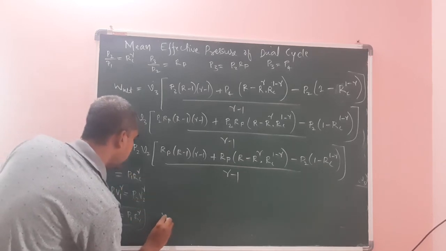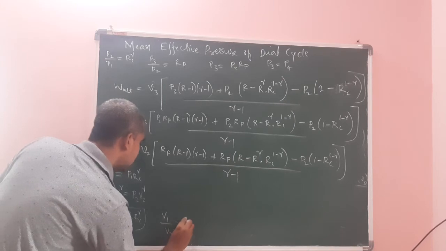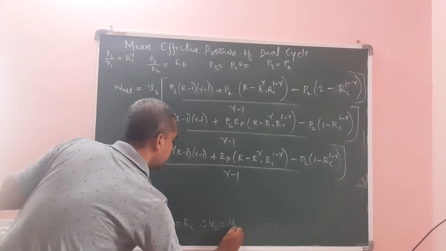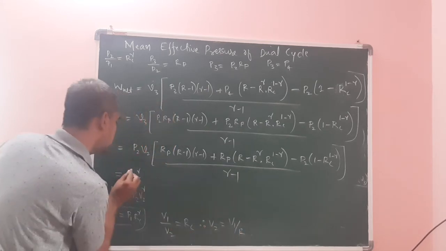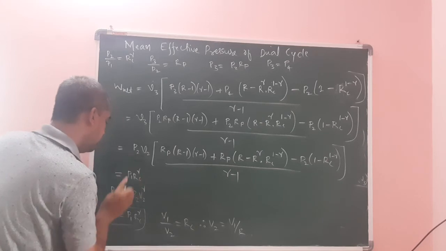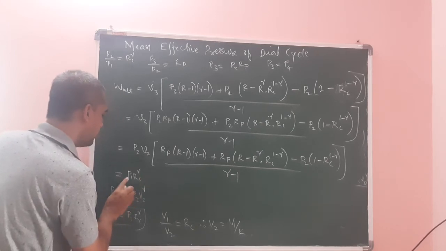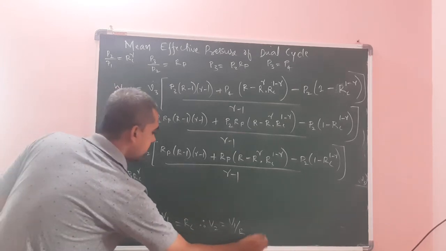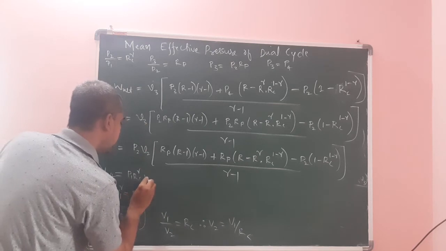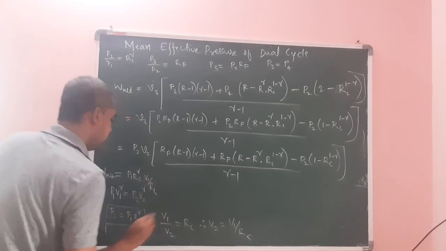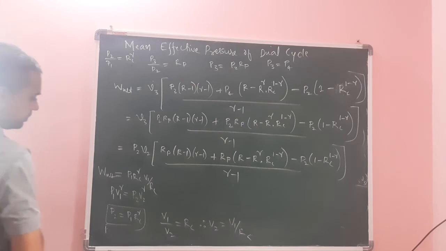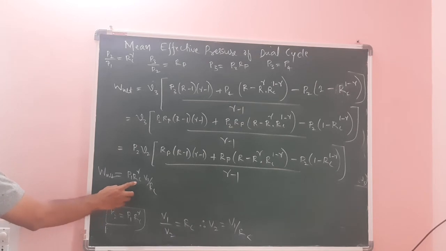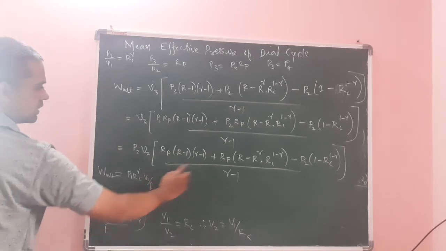Okay, and we know P1 by P2 is equal to RC. Therefore P2 equal to P1 divided by RC. I will substitute this P2 as well. Instead of writing P2, I will write P1 into RC raised to gamma minus 1, and instead of writing P2, I will write P1 divided by RC. Okay, what will happen? Here we can say P1 RC raised to gamma into P1 by RC, this term will remain same.